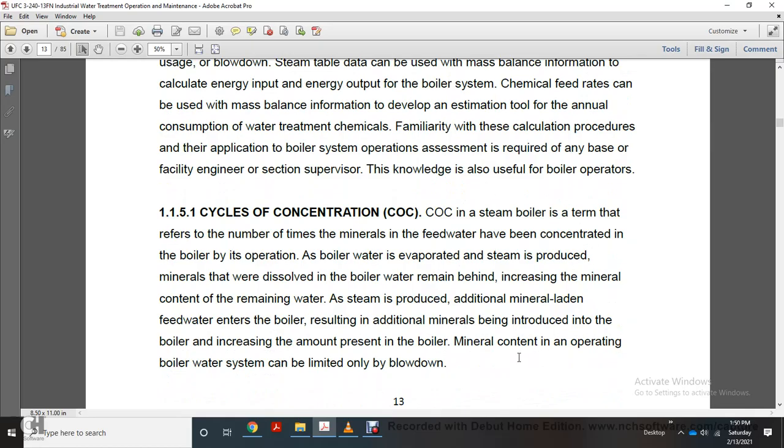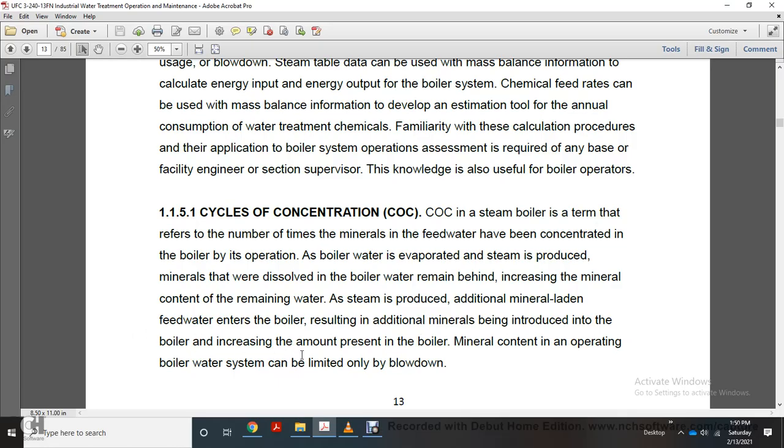1.1.5.1 Cycles of concentration. Cycles of concentration is a steam boiler term that refers to the number of times the minerals in the feed water have been concentrated within the boiler by its operation. As steam is produced, the minerals dissolved in the boiler water are left behind, increasing the mineral content of the remaining water. As steam is produced, additional mineral-laden feed water enters the boiler, adding more minerals and increasing the amount present in the boiler water.